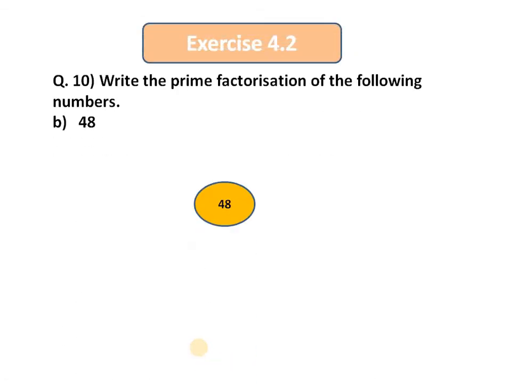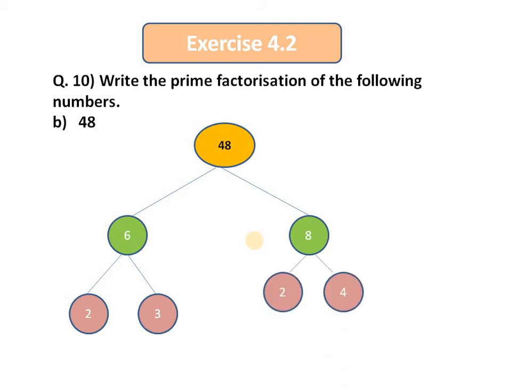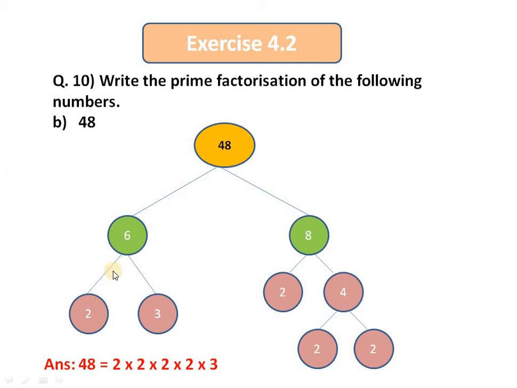B part, 48. Again we will split it into 2 parts. 6 8s are 48. Then we will split it into 2 parts. Then 2 3s are 6. Now we can write down 2 4s are 8. Now again we can divide 4 into 2 parts. That is 2 2s are 4. So what we have got as answer over here, 48 is equal to, we will check our answer, 2 2s are 4, 4 2s are 8, 8 2s are 16, 16 multiplied by 3 will give you 48.